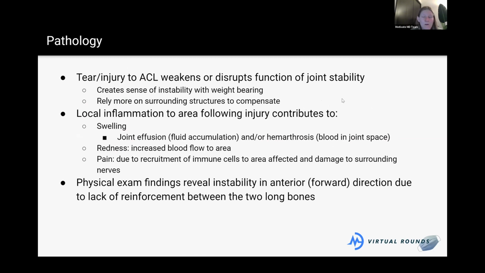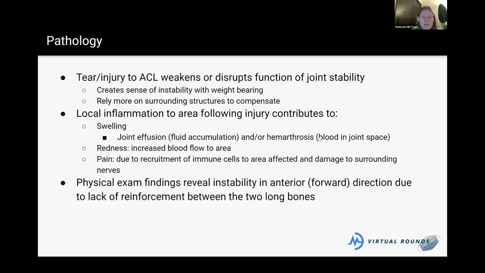And then for your perception of it and how you feel, obviously it's painful. It's going to hurt because you just tore a ligament in your joint. And that trauma is going to cause local inflammation to that area. You're going to get swelling, and that produces that joint effusion, which is the fluid accumulation within the joint space that we saw on exam on our patient. And like I mentioned before, you can have a hemarthrosis, which is an accumulation of blood in the joint space.